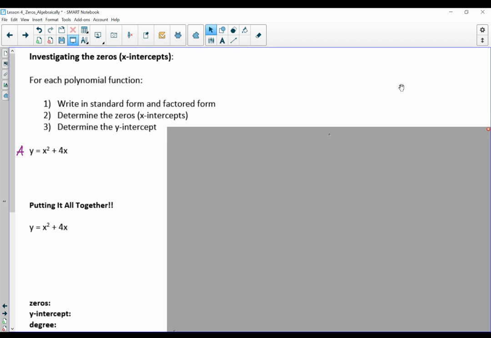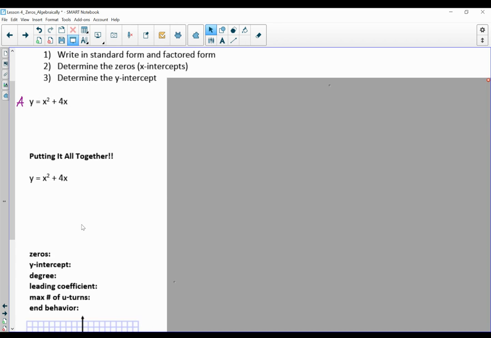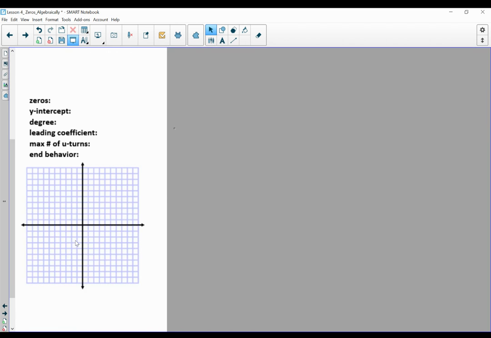Okay. So investigating the zeros, x-intercepts. For each polynomial function, 1, write in standard form and factored form. 2, determine the zeros or the x-intercepts. 3, determine the y-intercept. Then we're going to come down here and put it all together.